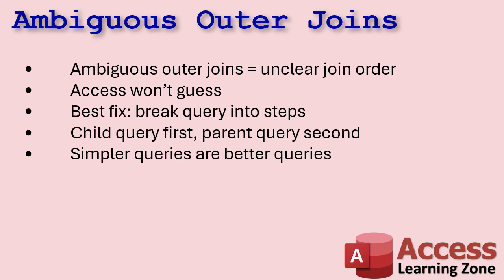All right. Build the first logical piece in a child query, save it, and then use that saved query in a second query, and then save it and continue on. That forces the order, removes the ambiguity, and usually makes the whole thing easier to understand too. So if you see this error, remember, simple queries are better queries. And if your query has become a giant monster, chop it into smaller, tiny monsters.